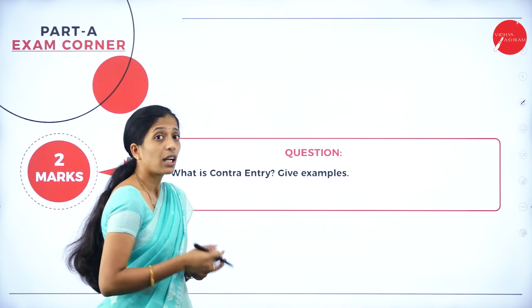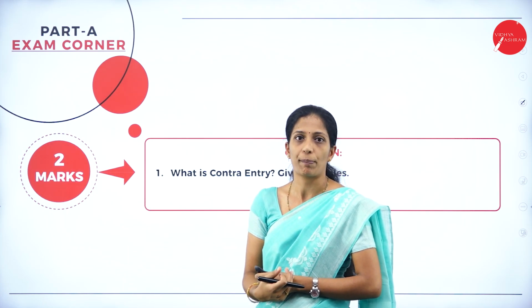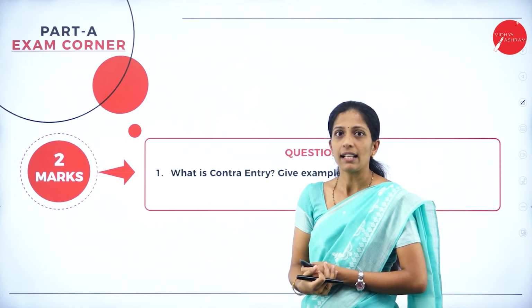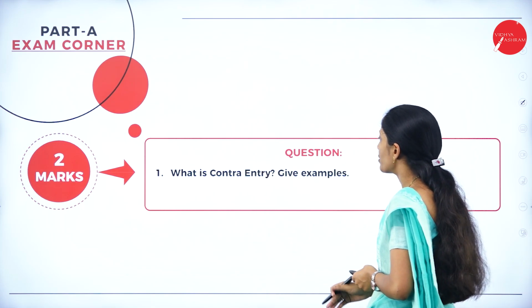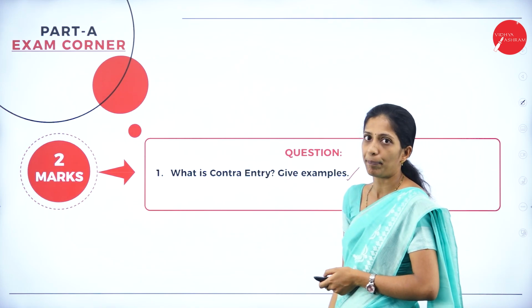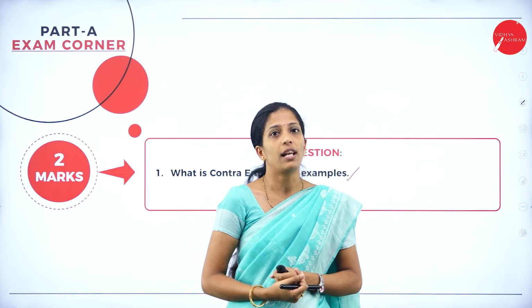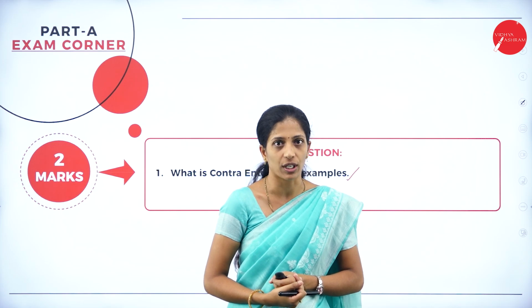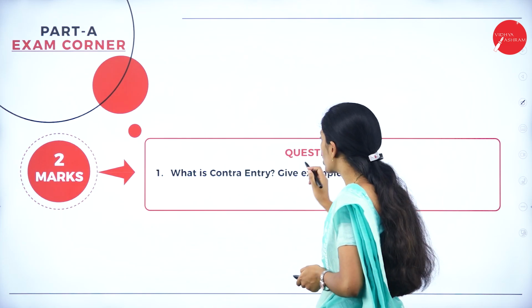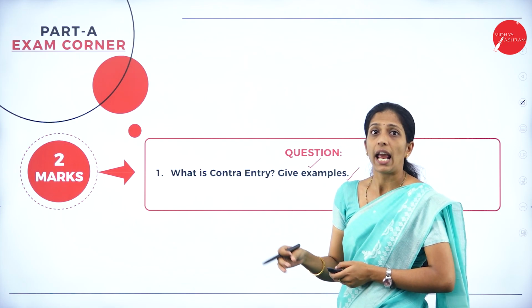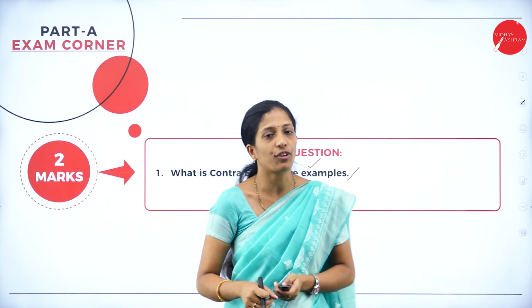Now coming to the questions. Let us see what type of questions they have asked in your previous question paper under part A, that is for 2 marks. Your first question itself: what is contra entry? Give example. Where do we come across contra entry? In your double column as well as 3 column cash book, correct? They have particularly asked you to explain with examples what is contra entry. So let us see what is the answer for this question.